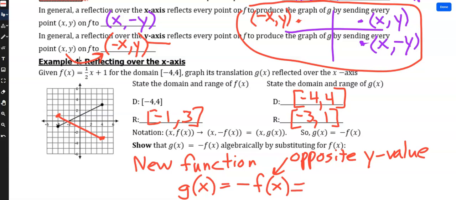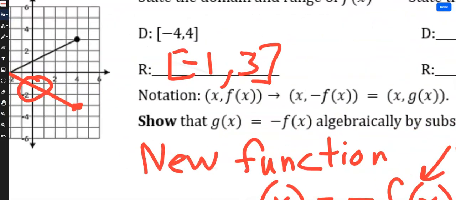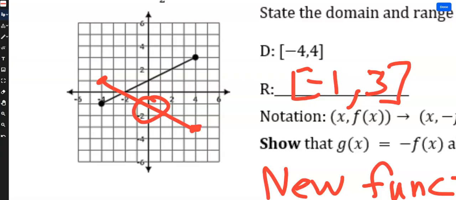So, let's see here. That would be the opposite of 1/2 x plus 1. Which, if I distributed correctly, would be -1/2 x minus 1. So that's what g of x is. Well, doesn't that make sense? It's got a y-intercept at -1 and a slope of -1/2. If we zoom in on that, we can see the y-intercept right there at -1, and it goes down 1 over 2, down 1 over 2. So yes, it has a -1/2 slope. So that makes sense.